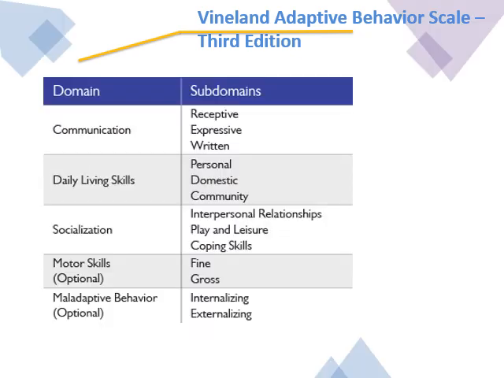So in some ways, the Vineland has the same structure as the Adaptive Behaviour Assessment System. It has communication, daily living skills, socialization, and motor skills. They do, however, tend to break it up into more subdomains. For example, in motor skills, you get a clearer distinction between fine motor skills and gross motor skills. In daily living skills, there's a greater separation out between personal care, community skills, and domestic skills.